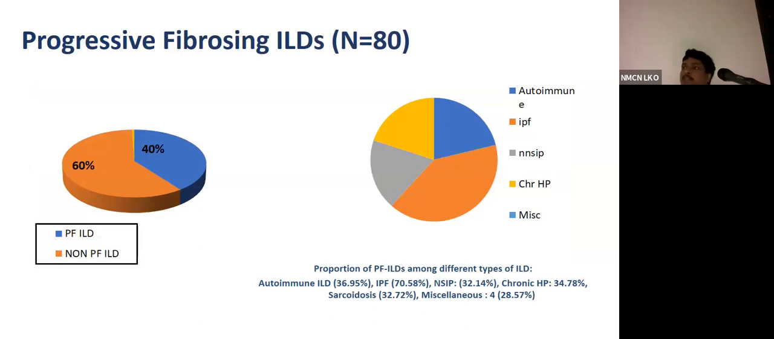70.58% of cases of IPF were found to be progressive in nature, 32.14% of NSIP, around 35% of chronic HP, around 33% of sarcoidosis, and around 4% of the miscellaneous group. They showed a progressive nature and were considered as PF-ILD in our study.